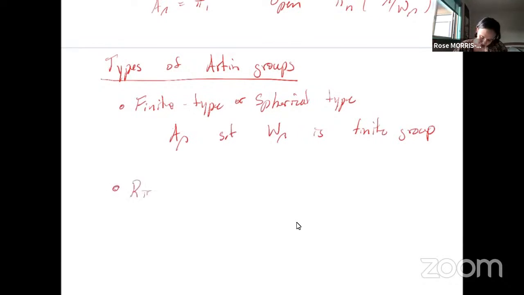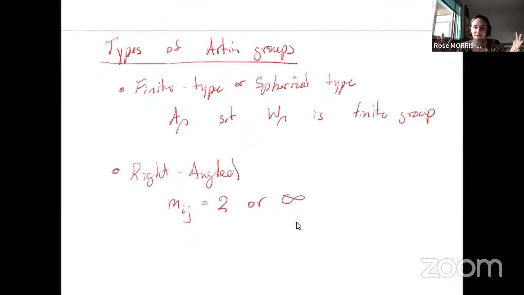Another type is the right-angled ones, which if you've heard about Artin groups before, you've probably heard talks about these, right? So these are all m_ij equal to 2 or infinity. So every relation is either a commuting relation or a free relation. Usually people don't even bother to label the graphs for these. It's just like there's an edge if it commutes and there's no edge if there's a free relation. And these are very well studied. These are examples of CAT(0) cubical groups.